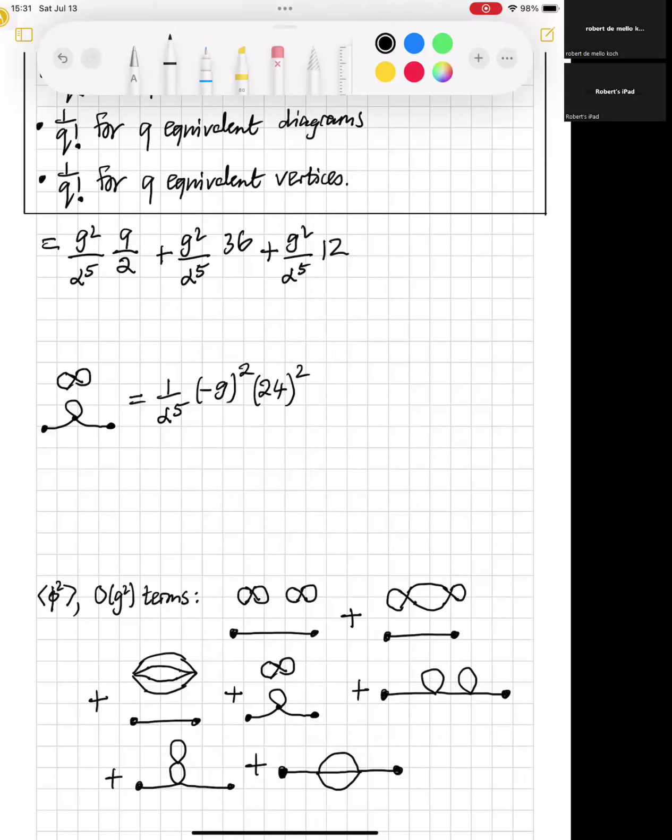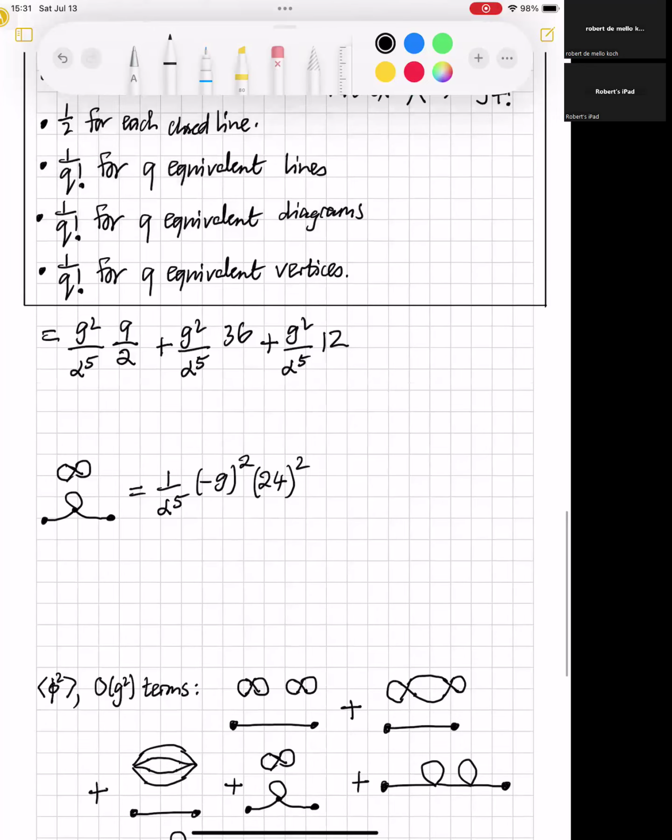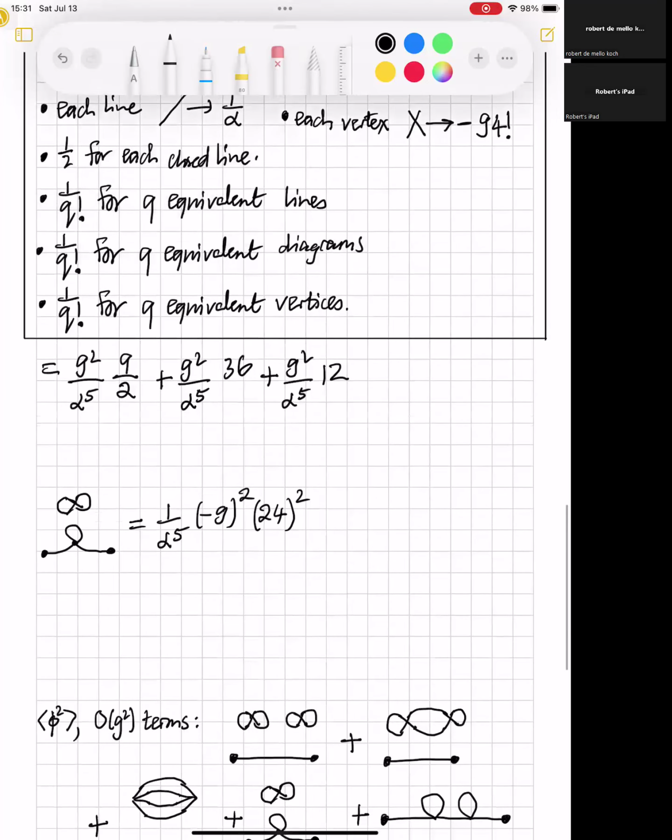Okay. And now let's again look at our Feynman rules and what is the list of things here? So we need 1/2 for each closed line. So how many closed lines are there? So there's one closed line over there. It has the same start and end point. There's another closed line over there. It has the same start and end point. And one more closed line over there, which has the same start and end point. So on this diagram, there's a total of 3 closed lines. So we will have 1 over 2 cubed.